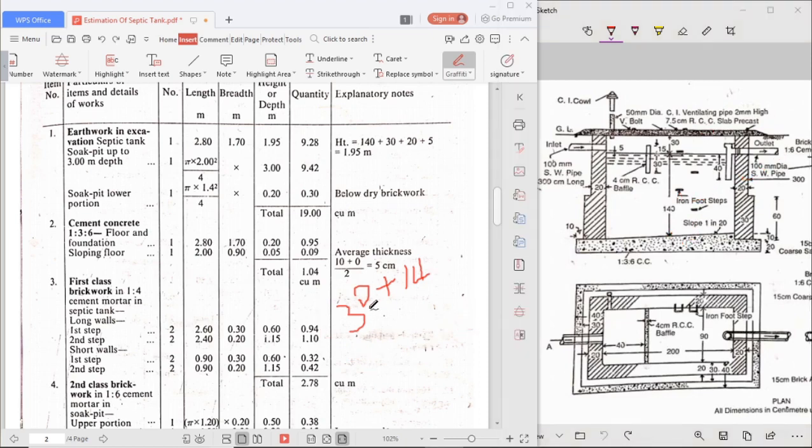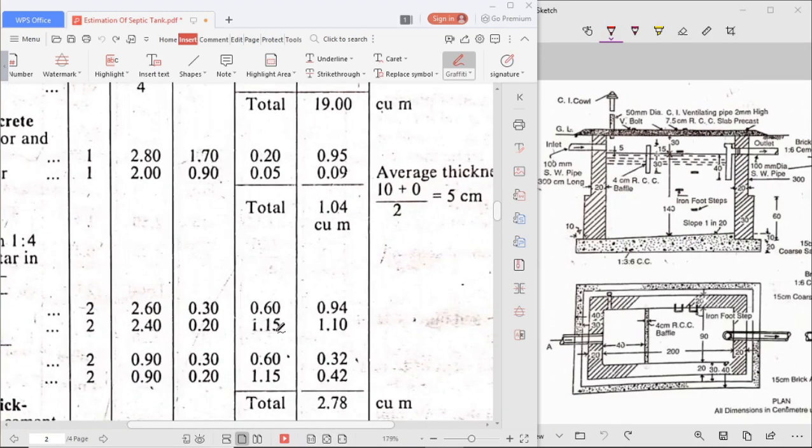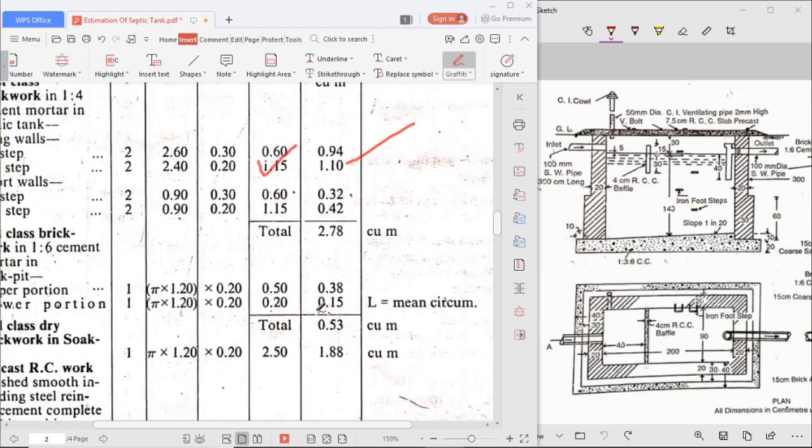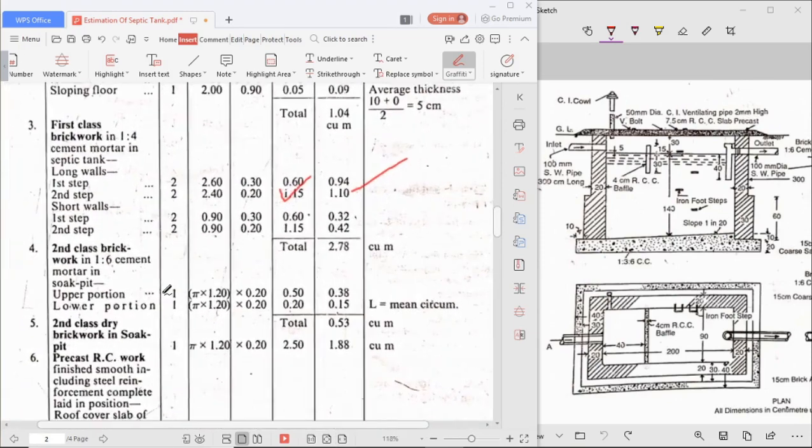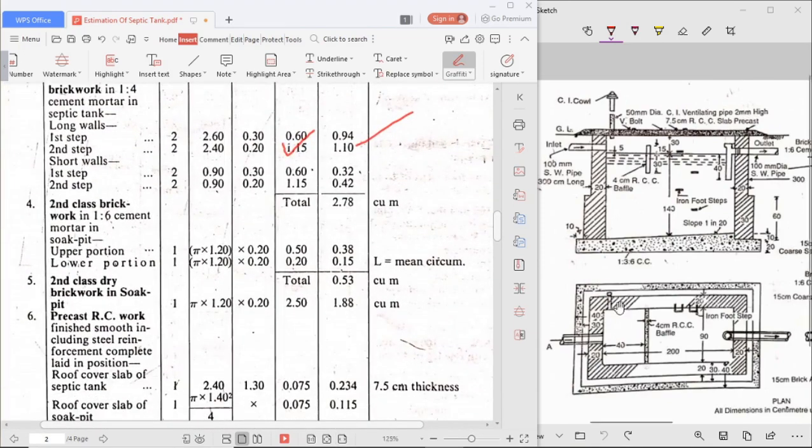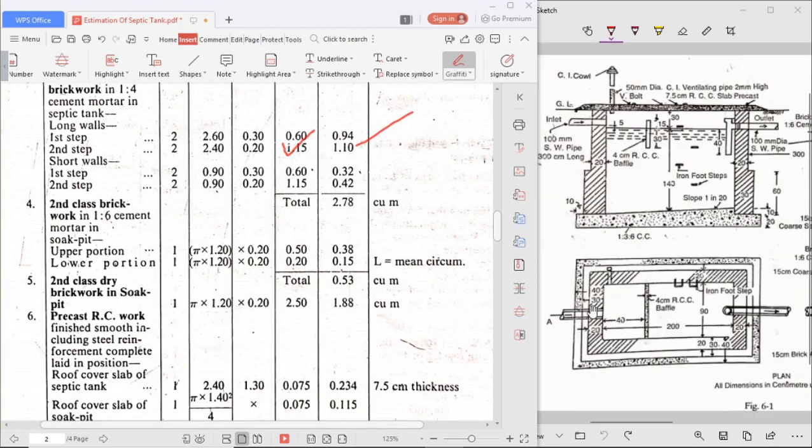So what will it be? It is 115 centimeter. So 2.40, 0.20, 1.15. If we multiply it, we will get 1.10. Now the long walls are finished. Then the short walls. In this direction we finish the wall.